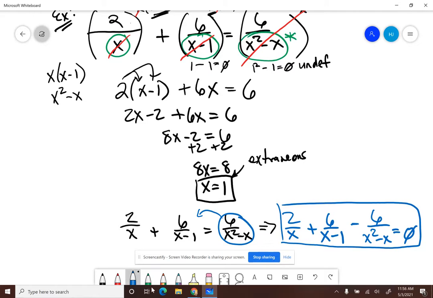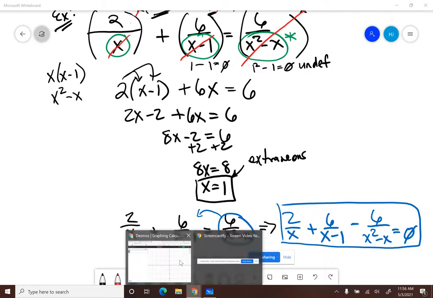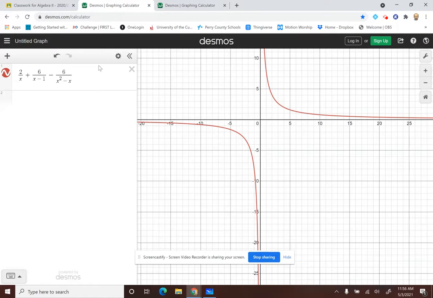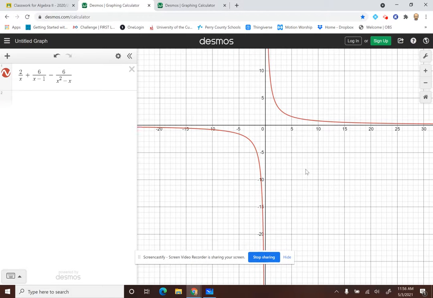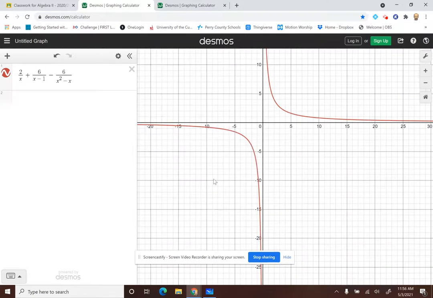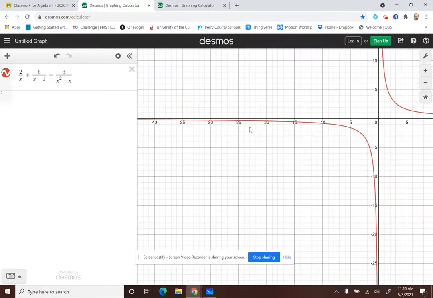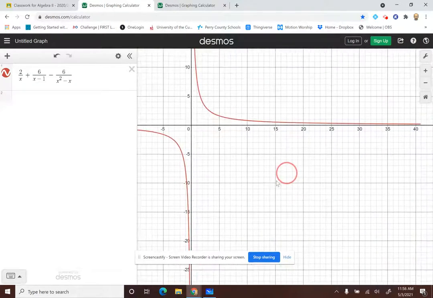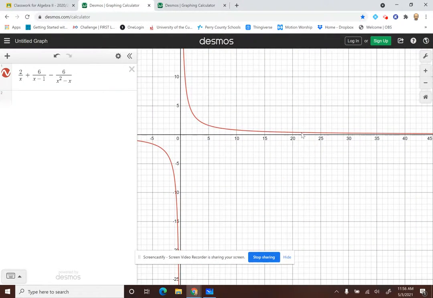Now I've already done this for us, but I wanted you to just see where I'm getting everything from. And so right here you see this 2 over x plus 6 over x minus 1 minus 6 over x squared minus x. And what I want you to notice is try to figure out where this thing is crossing the x-axis. Now, if you look, it looks like it's getting really, really, really close right here, but it never, ever touches the x-axis. And if you move over to the positive x-axis, look at this. This never, ever touches the x-axis.